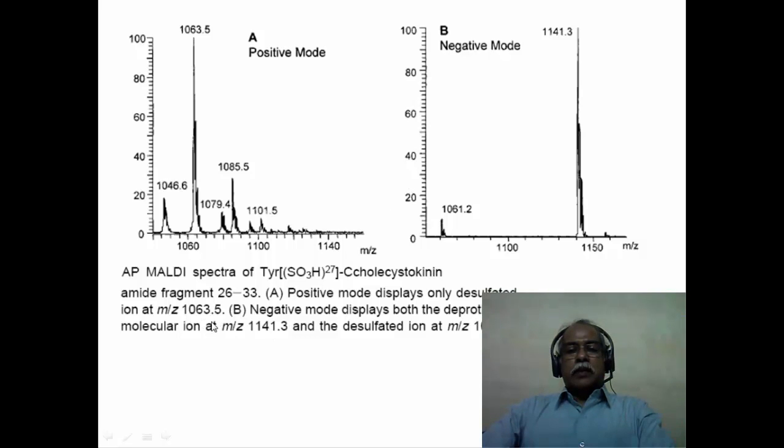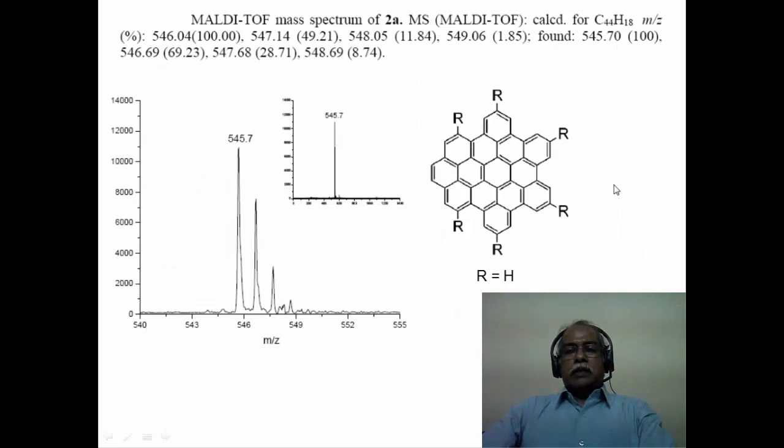In the positive ion mode, you get the desulfated system as the major peak, whereas in the negative ion mode, the deprotonated molecule is what is seen as the base peak in this case.